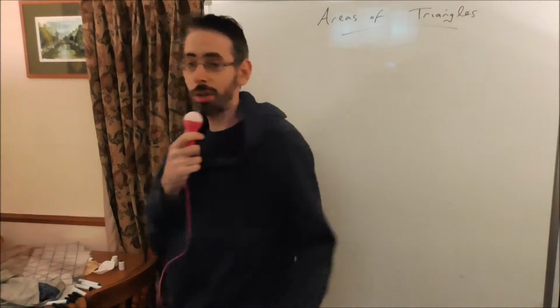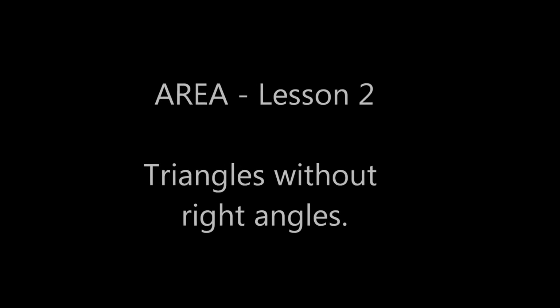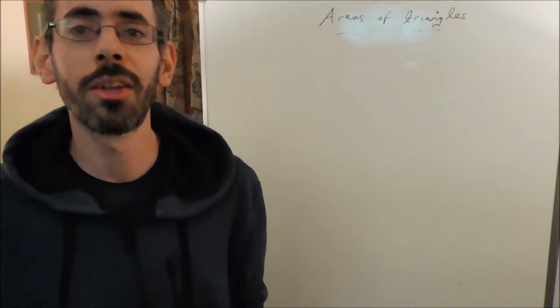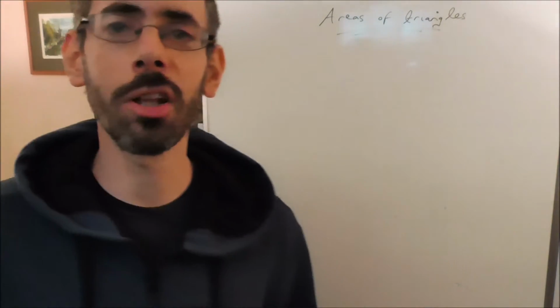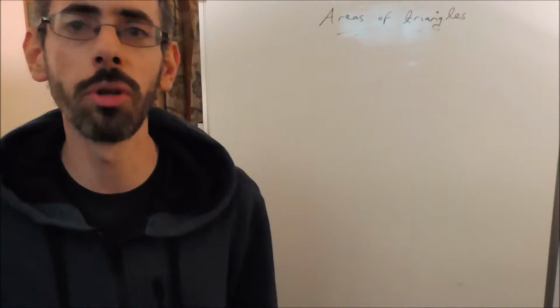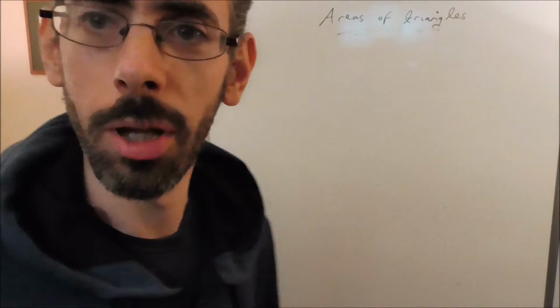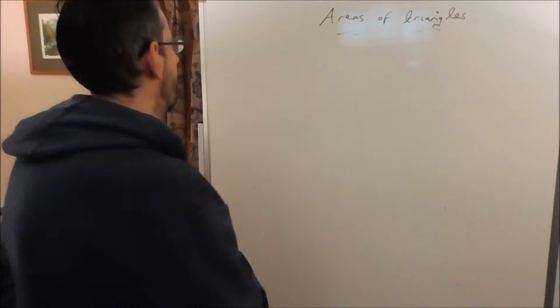Right, let's get on with the lesson. Right, so lesson 2 on area. In this lesson we're going to be finding the areas of all sorts of triangles. If you remember, last lesson we were only looking at right angled triangles. I'll actually do just one example now, just to remind you what we did last lesson.